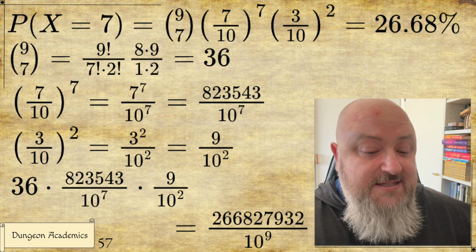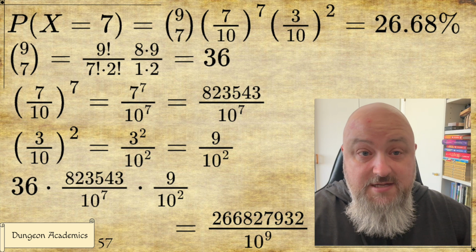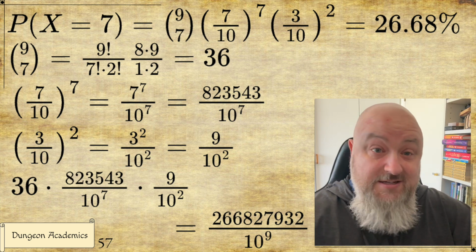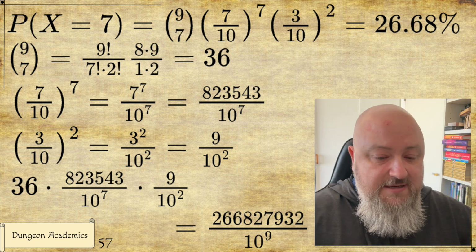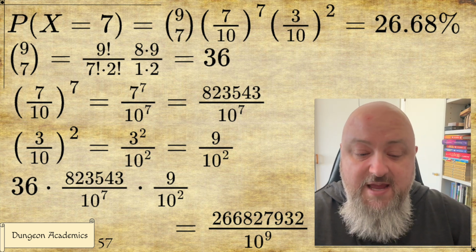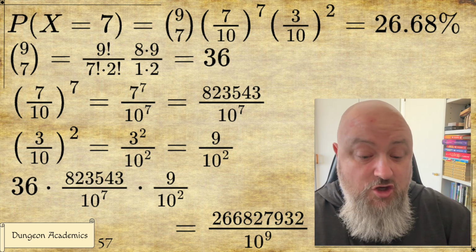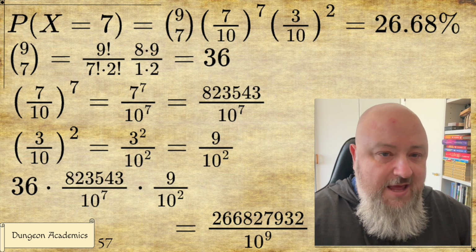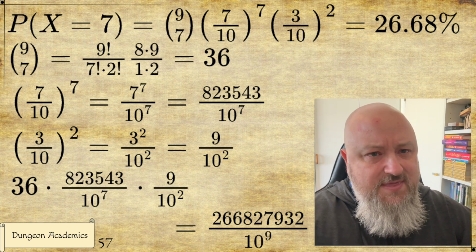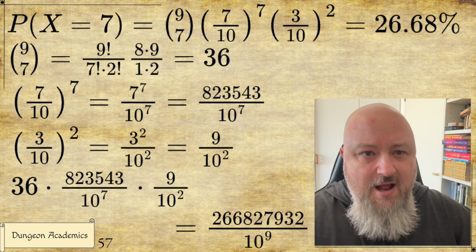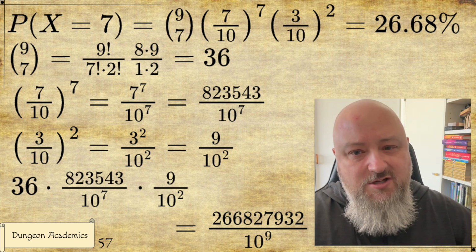Let's look at 7 hits. We're going to do 9 choose 7 to give us the number of combinations, and that's 36. To find the probability for those hits, we do 7 in 10 to the power of 7. And to find it for the number of misses, we do 3 in 10 to the power of 2. We multiply that all together and we get 266,827,932. That's exactly the same number as we got for the last one.